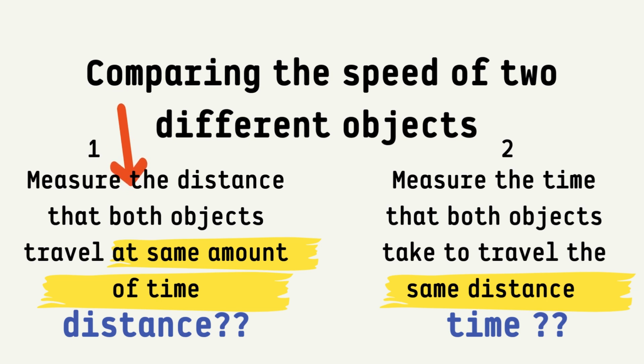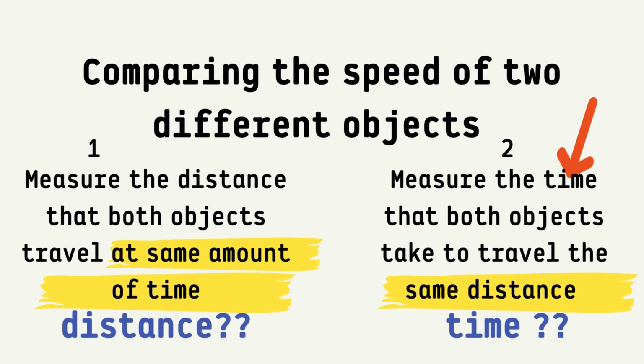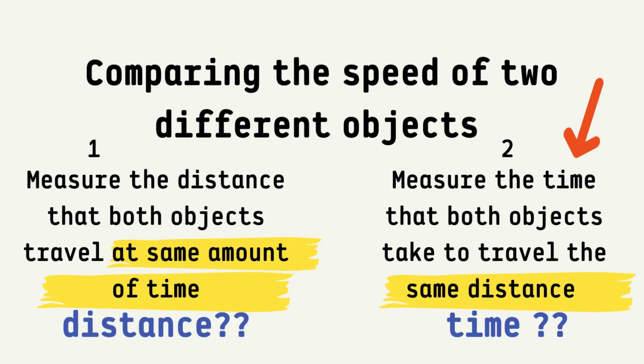The first way to compare the speed of two objects that move, okay, you can predict the second one now, the second method. Yes, to measure the time that both objects take to travel the same distance. So we have a certain distance and we will measure the time taken by the objects to reach this distance, to finish this distance.